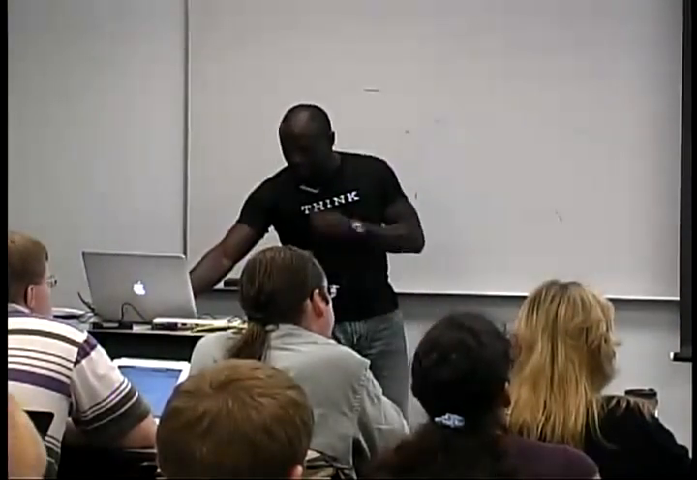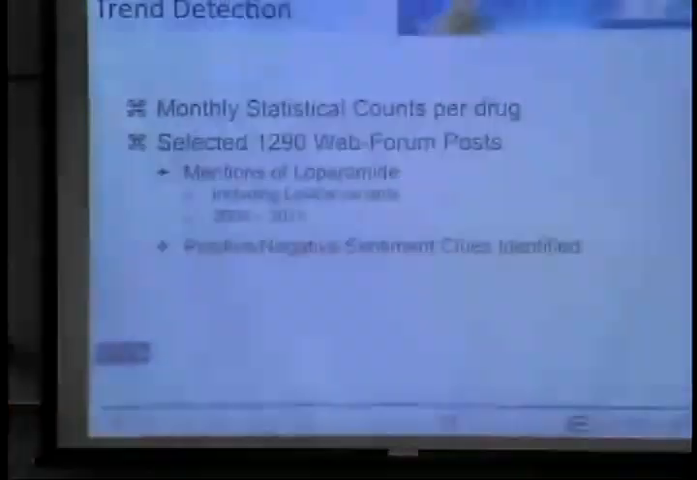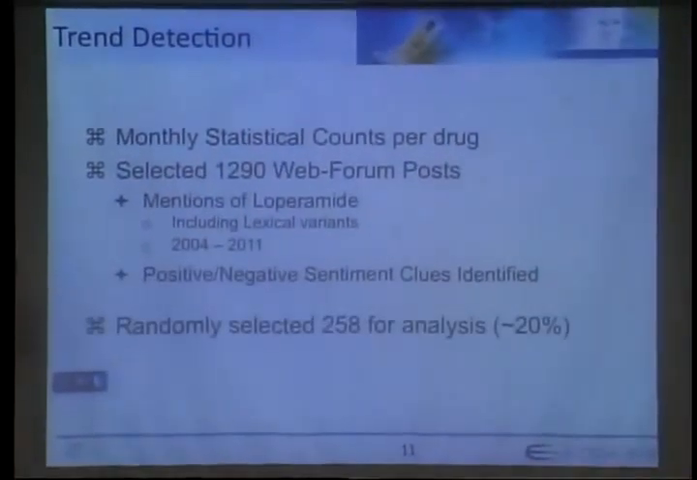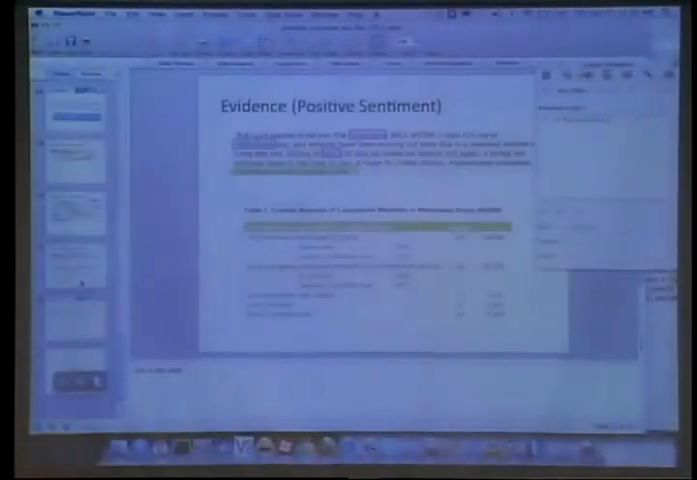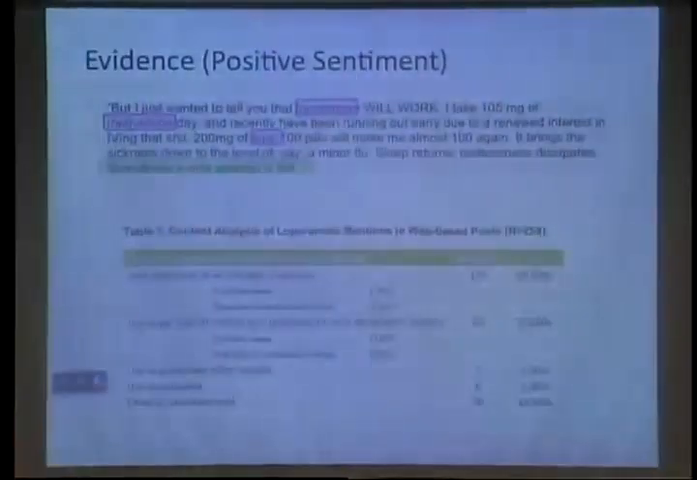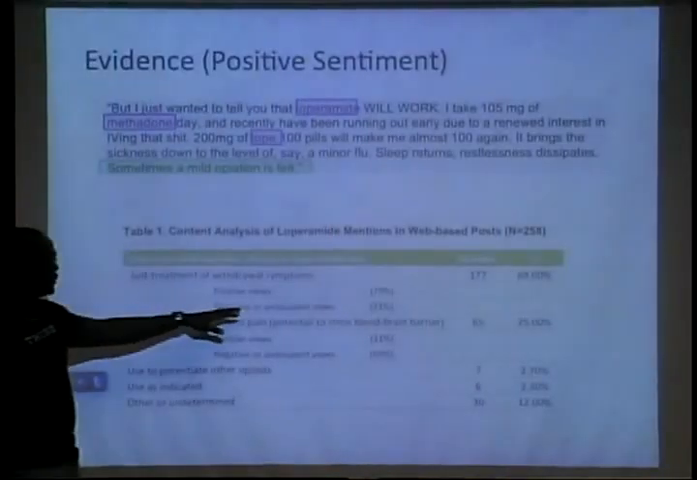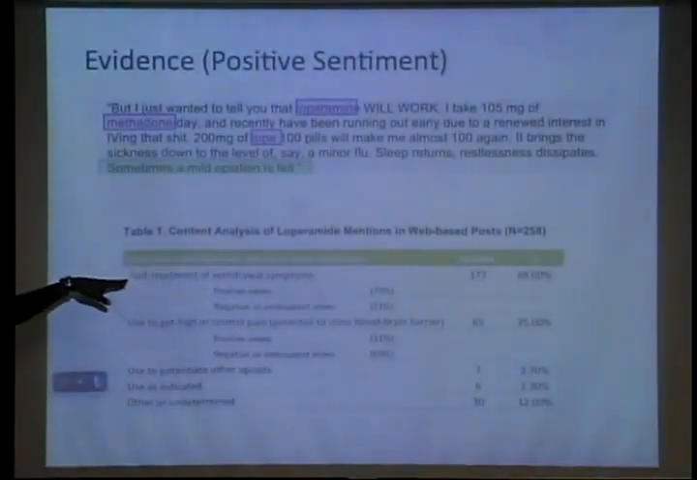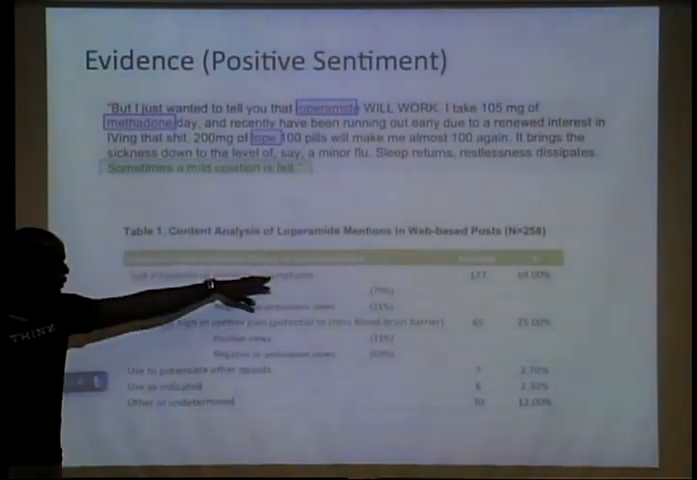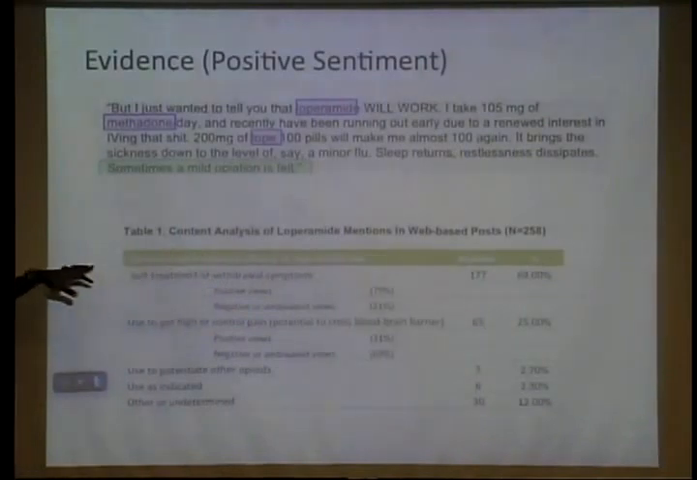Mentioned the loperamide, including the lexical variants and the positive and negative sentiment. And then from these 1,300, we randomly selected 250 or so, which was 20% of the sample, looked through that, and gave it to the researchers for annotation. So what this slide here is essentially showing is that of the 258, 177 of the posts were actually talking about using loperamide for self-treatment of withdrawal symptoms.